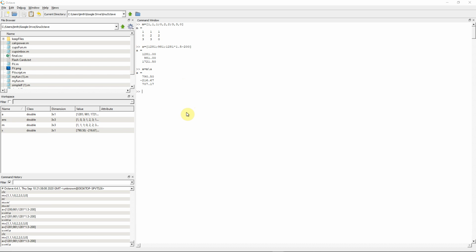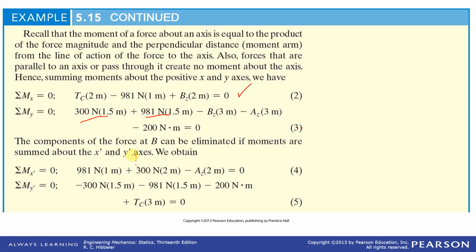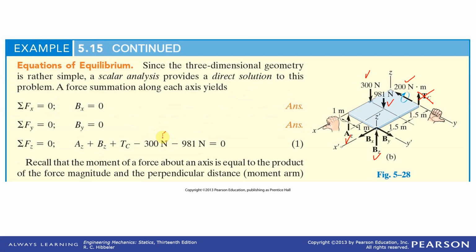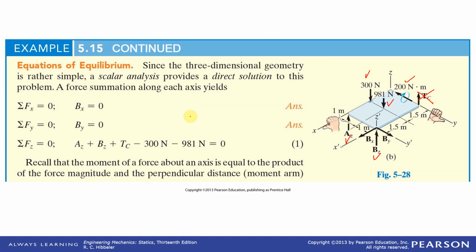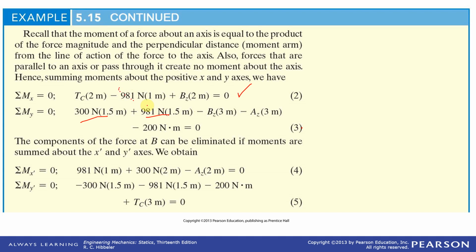What does it equal? First equation, it's going to equal 300 plus 981. When I add 1281 to both sides, you'll get 1281 equals AZ plus BZ plus TC. So that's what we enter in MATLAB or New Octave. 1281. Second equation would have to equal, for the same reason, we're going to move this to the other side of the equation, 981. There it is, 981.